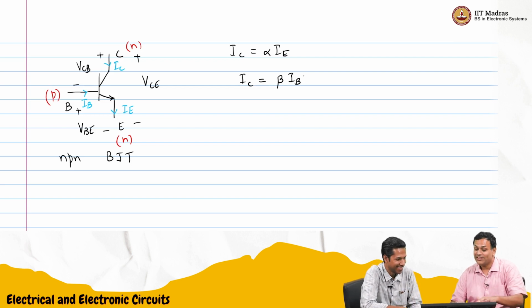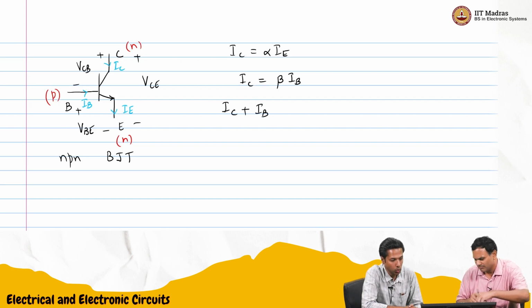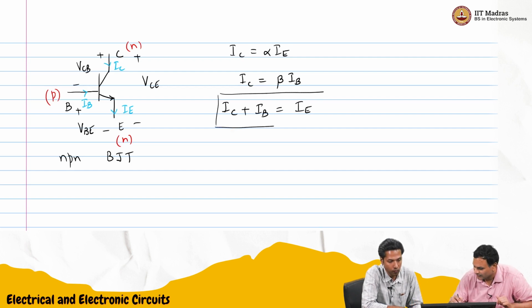But one thing we know, there is no charge accumulation inside the device. There are three terminals. Whatever current comes in has to go out. So one thing we should always remember: IC plus IB, those are the two currents entering the device, should be equal to IE. So this is something fundamental to the device. This has nothing to do with alpha, beta and so on.